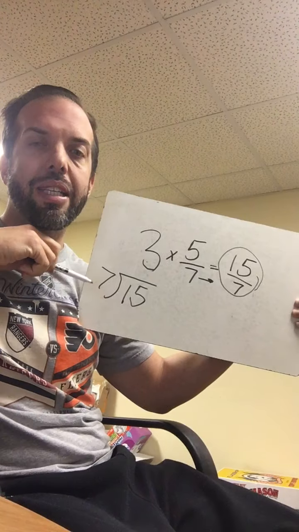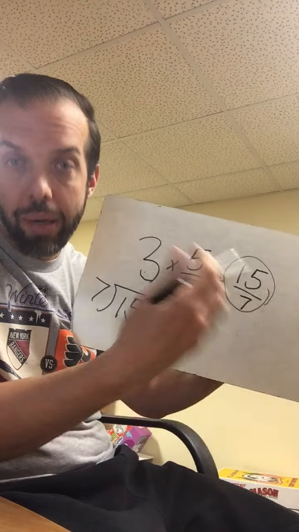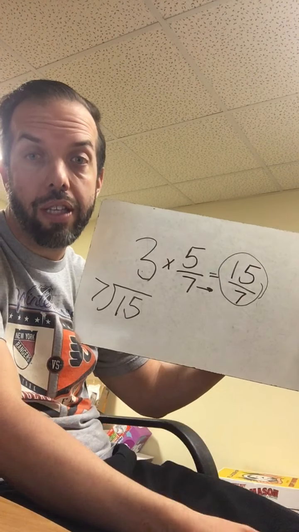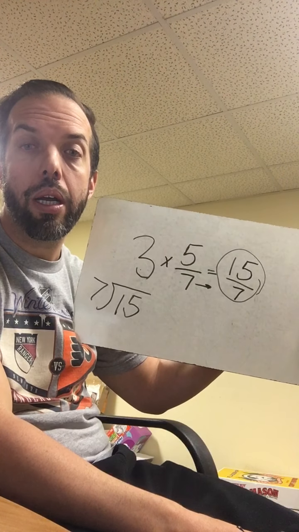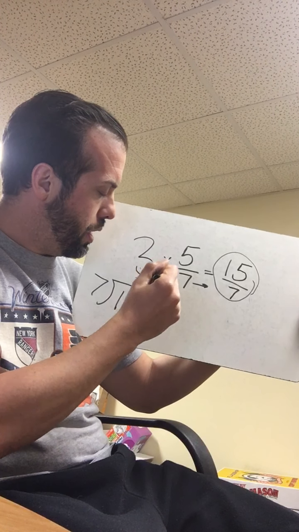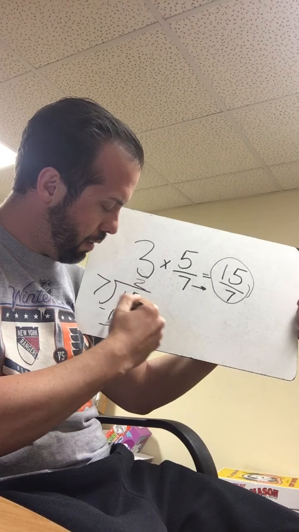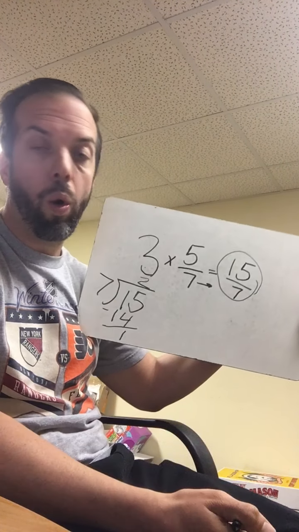So I'm thinking, how many 7s can fit inside of 15? So think about it. Count by 7s. You don't want to go over that 15. 7 times what gets me close? 2. 7 times 2 is 14. Then I can subtract. 15 minus 14 is 1.